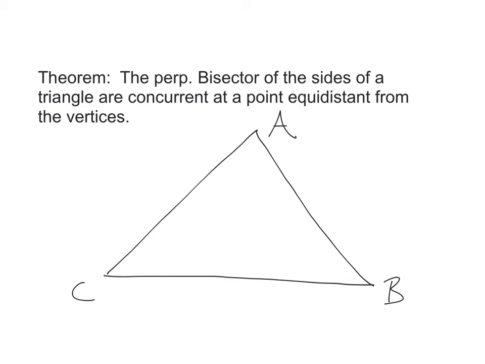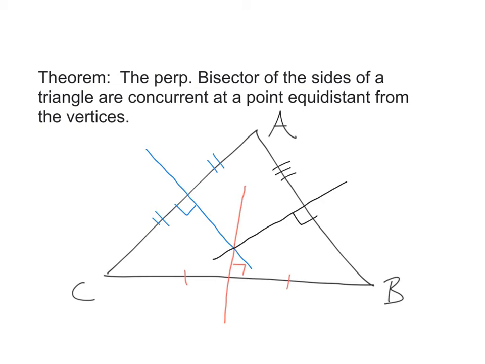It says the perpendicular bisectors of the sides of the triangle. So let's see if I can draw this fairly well. You have one coming up this way, which is supposed to be perpendicular and supposed to bisect. You have another one coming from this direction, and one more coming from over here. So we have three perpendicular bisectors, and even with my sketchy hand drawing, they are all concurrent at one point.